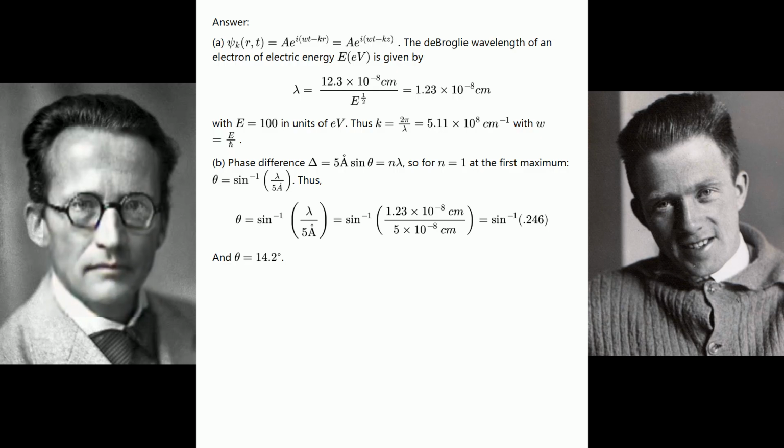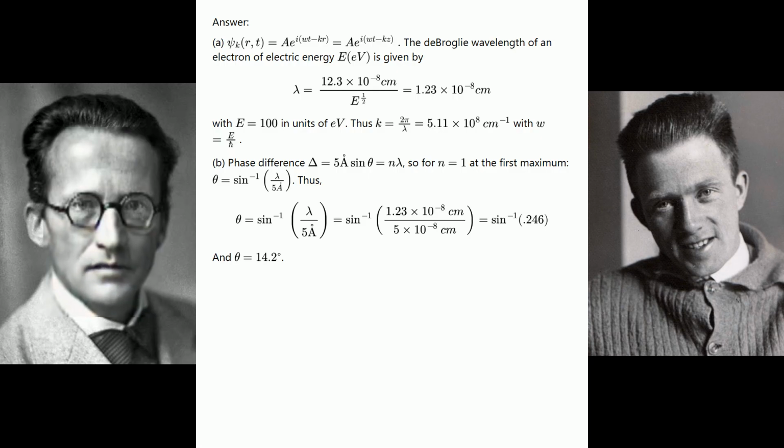The de Broglie wavelength of an electron of kinetic energy E in eV is given by, see the equation, with E equals 100 in units of eV. Thus k equals 2π over λ, which equals 5.11 times 10 to the 8th power cm to the minus 1 power, with ω equals E over ħ.